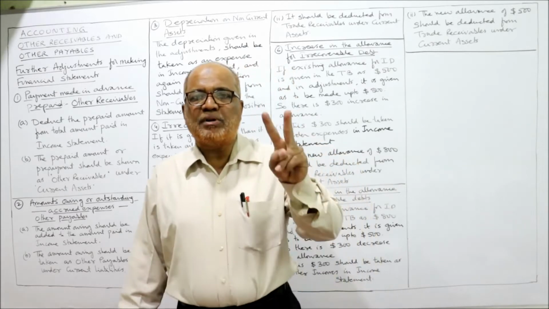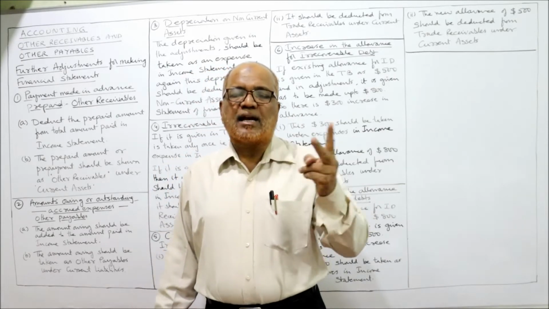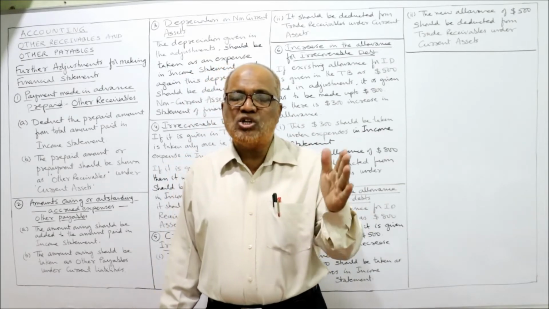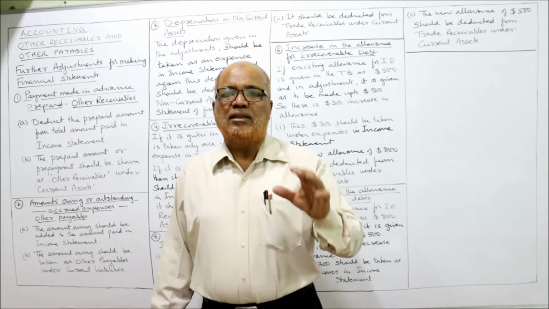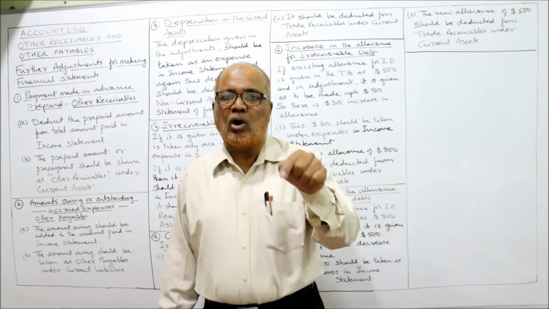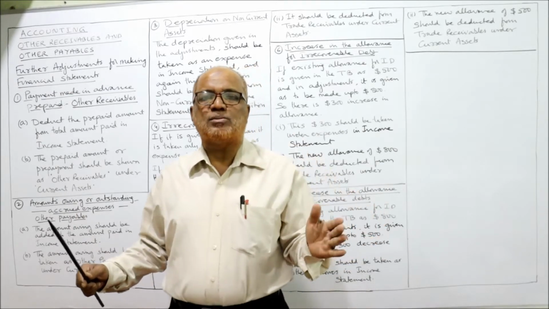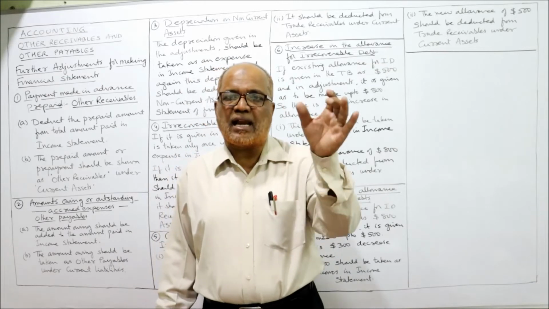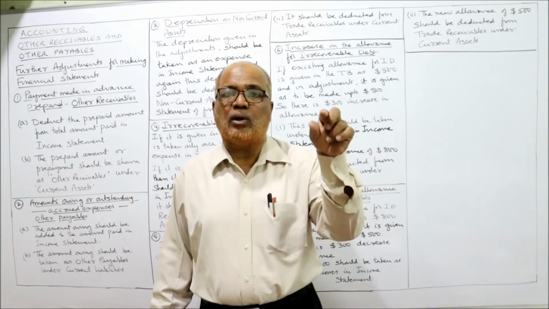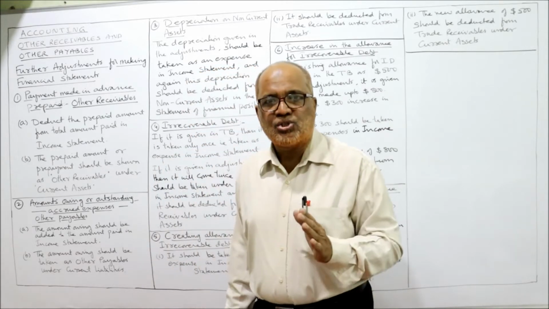Financial statements consist of two parts. That is, first income statement and second part statement of financial position. The income statement is prepared to find out the profit or loss during the year, and statement of financial position is prepared to find out the assets and liabilities as on a particular date. Right? These two are called financial statements.